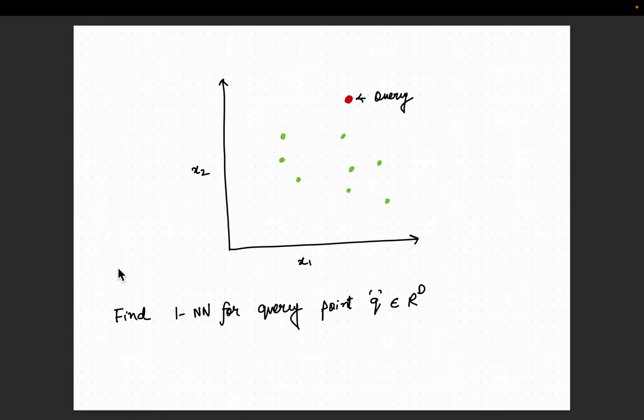Okay, so we'll begin with a question where we're trying to find one nearest neighbor, or just the nearest neighbor, for a query point Q shown in the red color. And I've written Q belongs to a d-dimensional space. And our train set is also given to us, which is some endpoints which are also in some d-dimensional space.